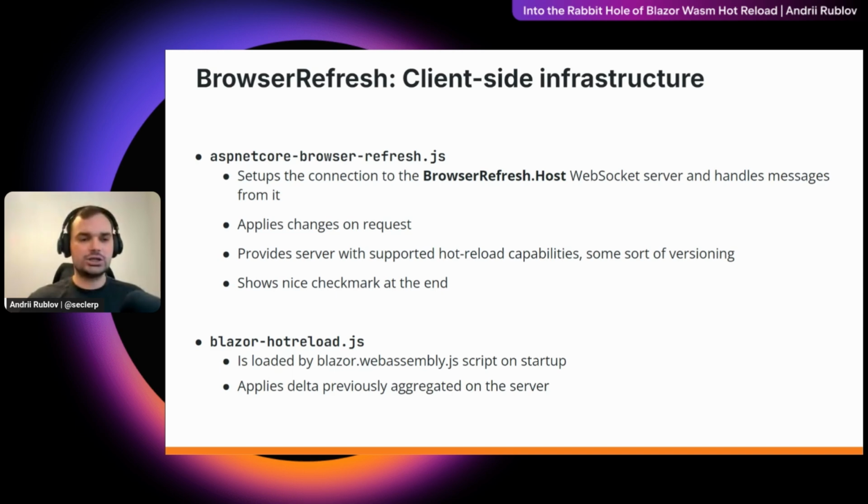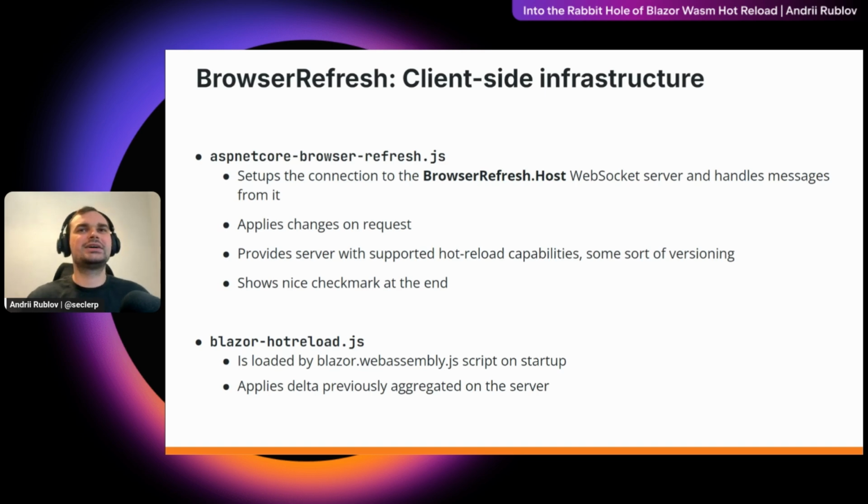What is Blazor hot reload actually? It's a special, additional, quite tiny script that is used only to fetch the changes that we applied previously on previous instances, previous pages, and it is loaded by the Blazor WebAssembly script on startup. Actually, that's a little bit of a typo here. It is loaded not by the script, but by the .NET interop, as we will see in further slides, and it also applies the deltas previously aggregated on the server.